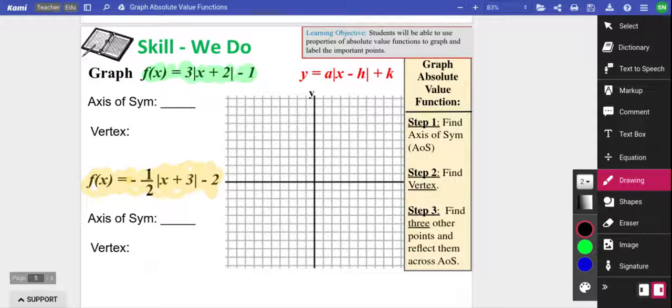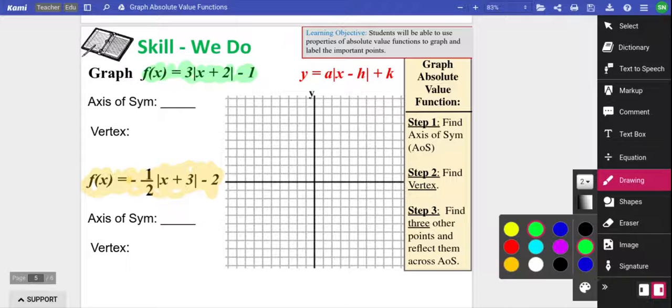Hello, this video is part 2 of graphing absolute value functions. We will be using a different method of graphing than we used in part 1. So, the first step is to get the axis of symmetry. The axis of symmetry is obtained by looking at the opposite of whatever is located there. In this case, it would be -2. This -2 would also be the x value of the vertex.